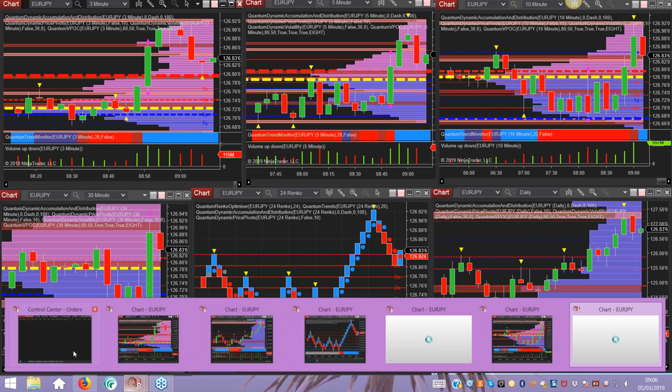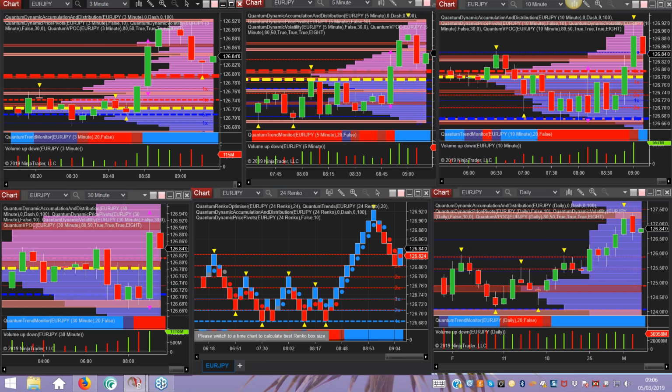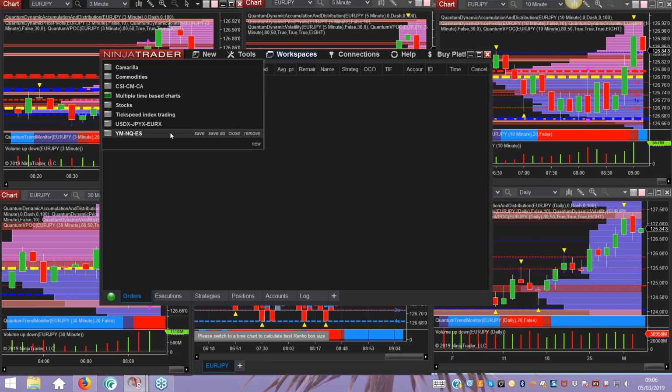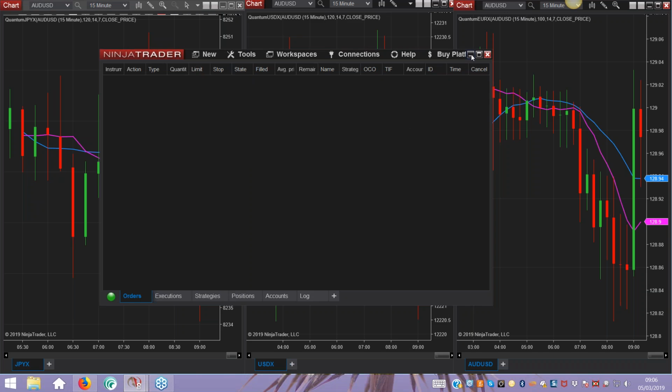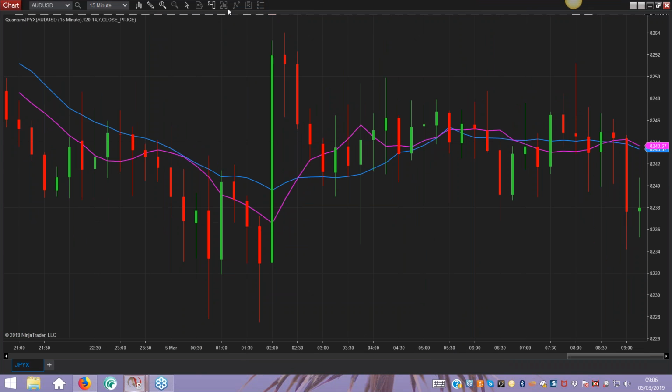Sorry about that. Let's just pull that up there. Let's just go over to the indices, see what's happening on the indices. This is the dollar, the yen, and the euro. Just pop these up. This is on 15. So this is the yen index on 15.